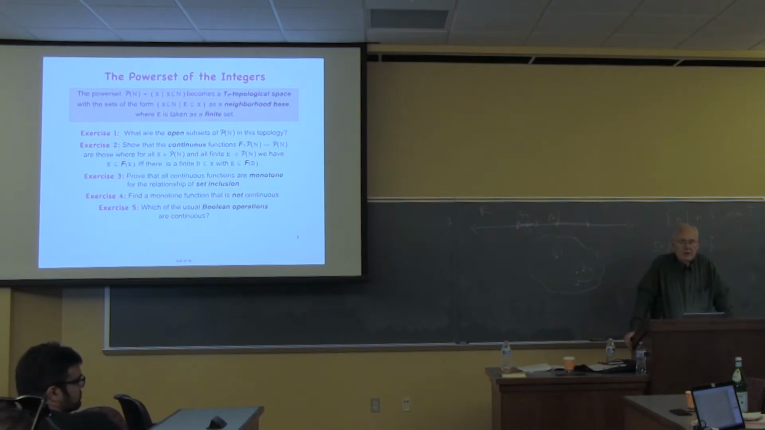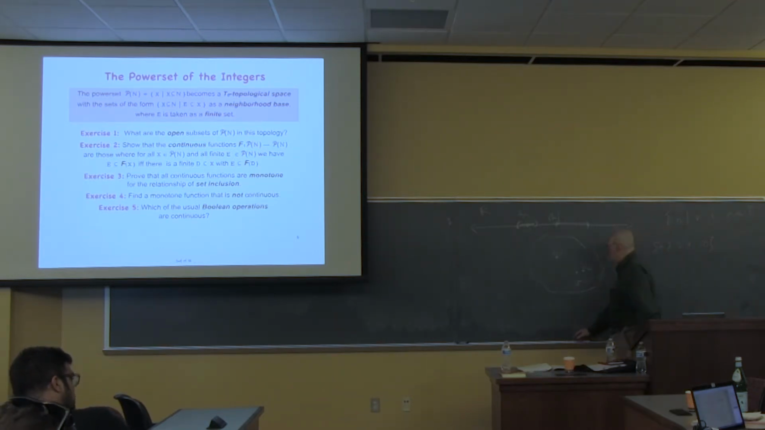What is the intersection of two neighborhoods? Suppose E0 is one finite set and E2 is another finite set. Each one of them determines a neighborhood. What is the intersection of those two neighborhoods?